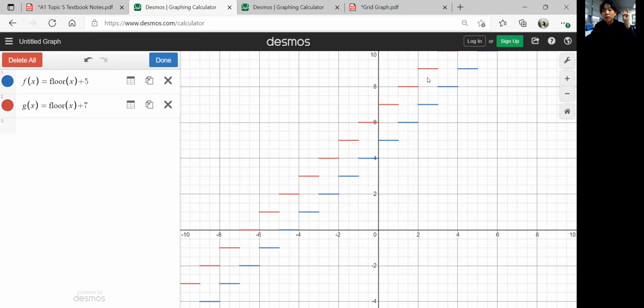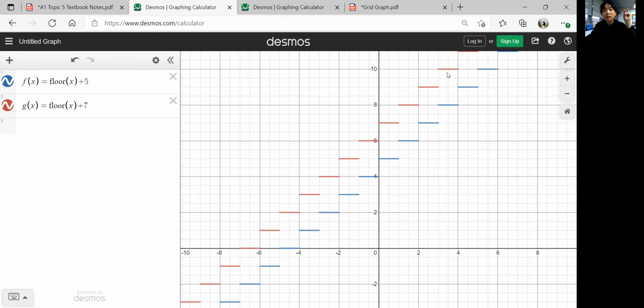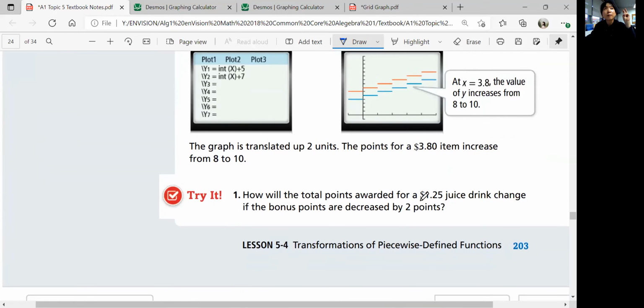So the points for the $3.80 item increase from 8 to 10 points. Okay, that's the whole idea.